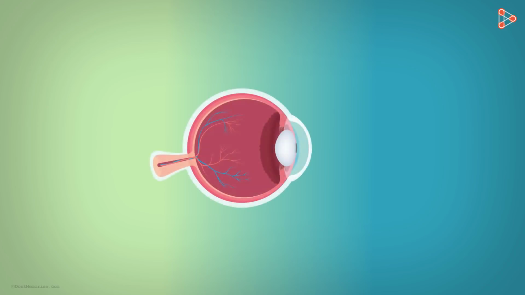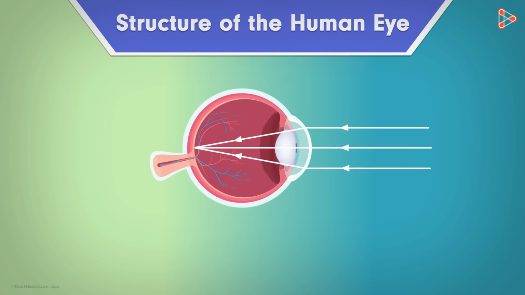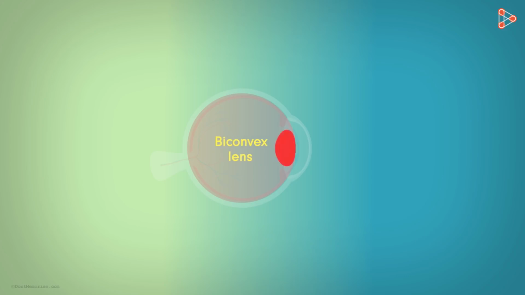In our previous videos, we studied the structure of a human eye and the propagation of light through it. There we saw that most of the light which enters the eye is refracted by the outer front layer of the eye called the cornea. What does this biconvex lens do then?